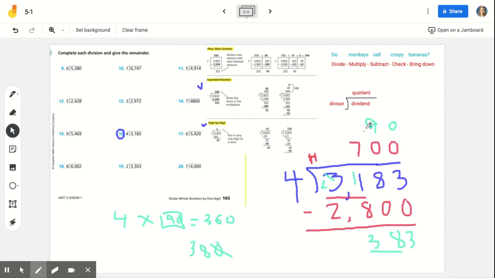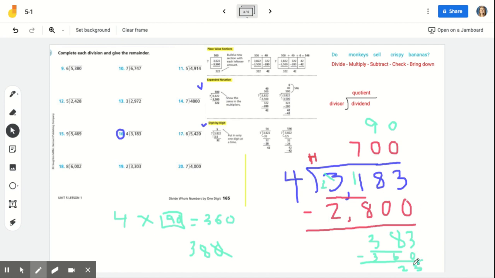Next step is to multiply. 90 times 4, I already said it. It's 360. We're going to put 360 underneath 383, and we're going to subtract. Go ahead and try it. Did you get 23? Okay, let's keep going.